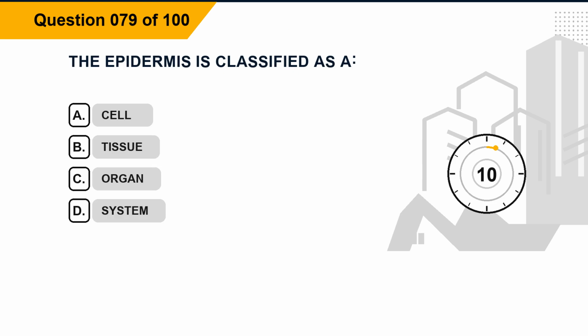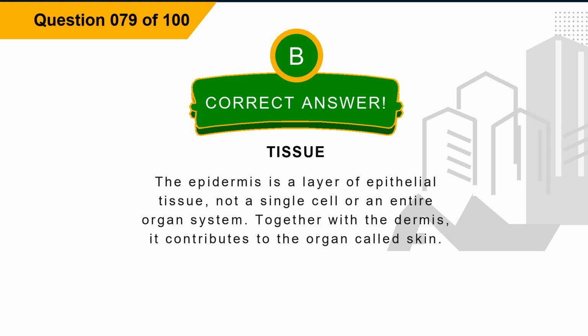Question 79. The epidermis is classified as A. Option A, cell. Option B, tissue. Option C, organ. Option D, system. The correct answer is option B, tissue.